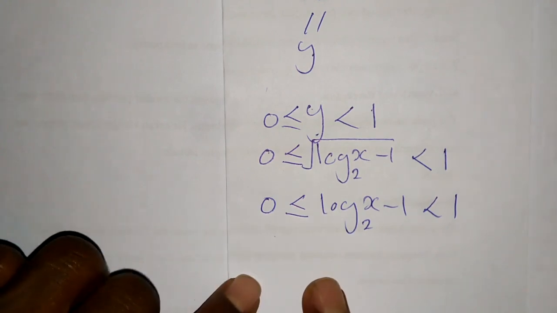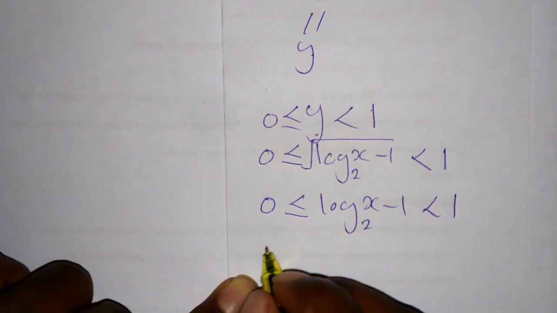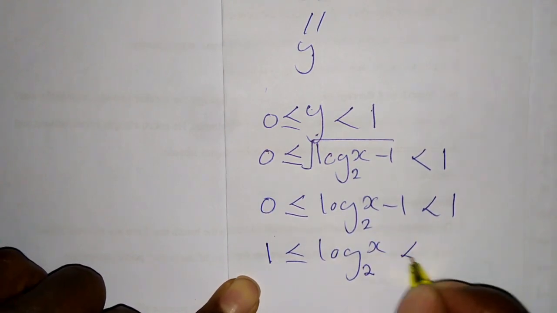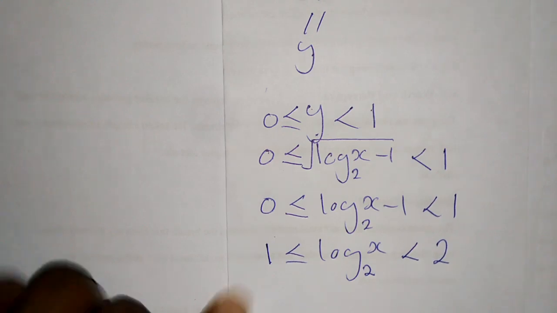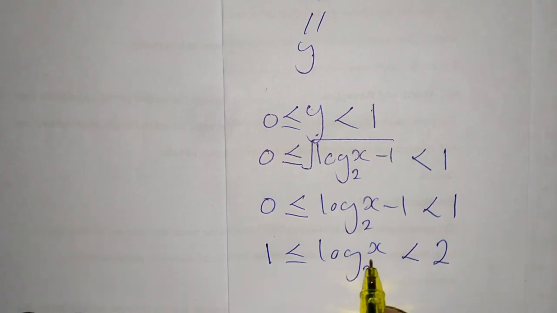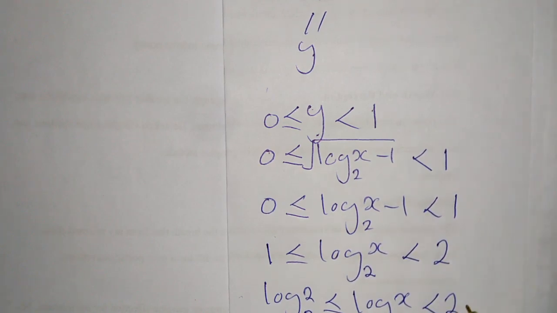Therefore, we can add 1 to both sides. If we add 1 to both sides, we are going to have 1 less than or equal to log x base 2 less than, here should be 2. So to make x the subject here, or to find the value of x, this place is 1, and log 2 base 2 is the same thing as 1. Here we have our log x base 2 less than 2 times 1, but our 1 is log 2 base 2.